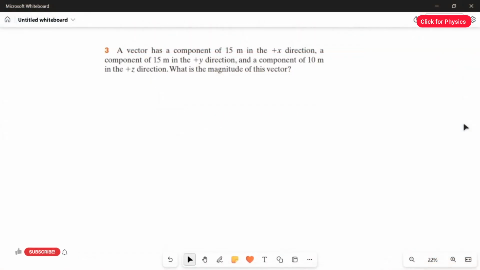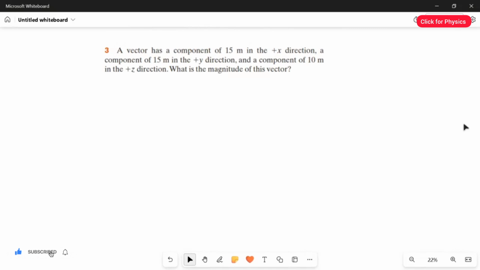Problem number 3. A vector has a component of 15 meter in the positive x direction, a component of 15 meter in the positive y direction, and a component of 10 meter in the positive z direction. What is the magnitude of this vector?